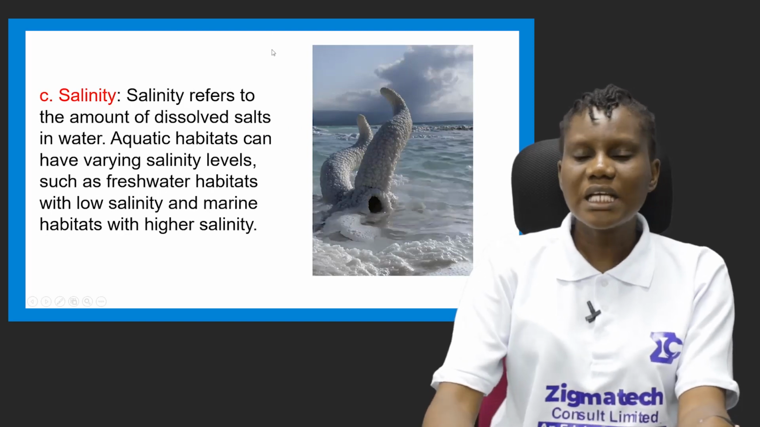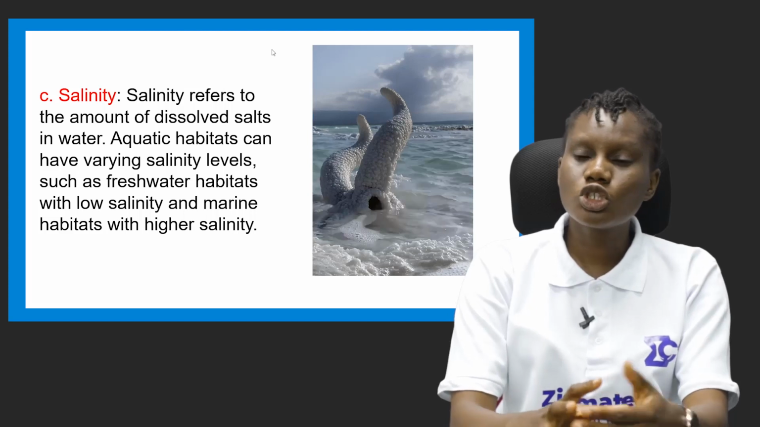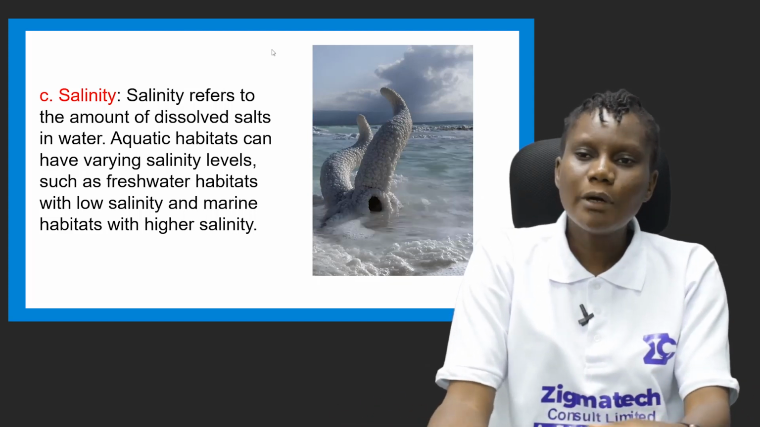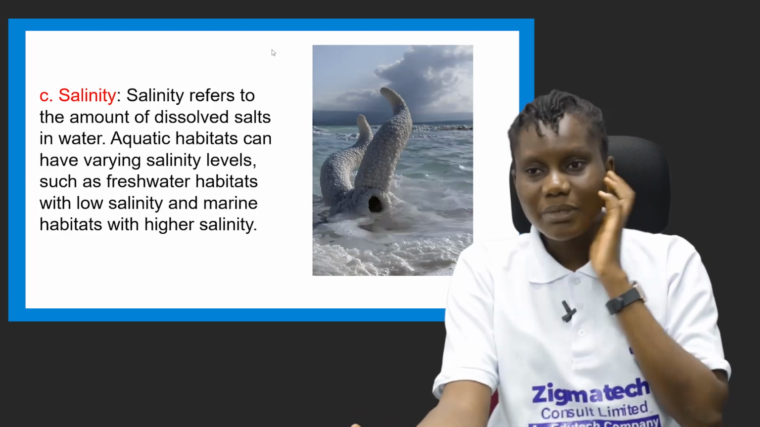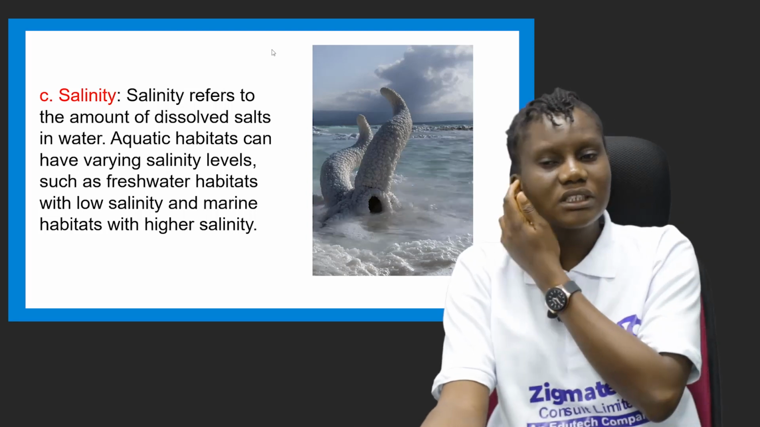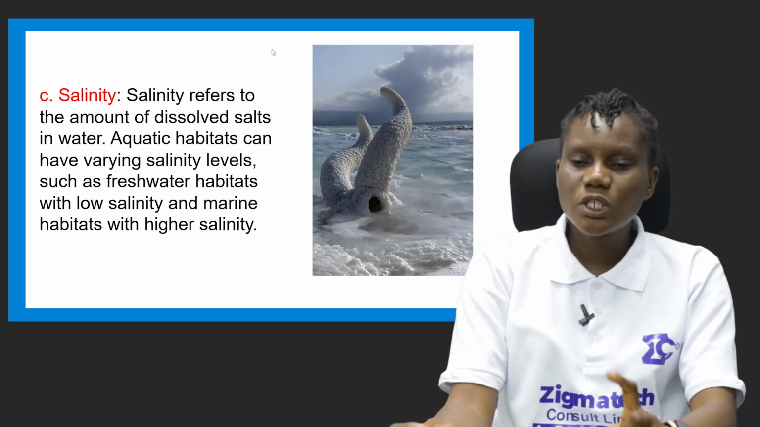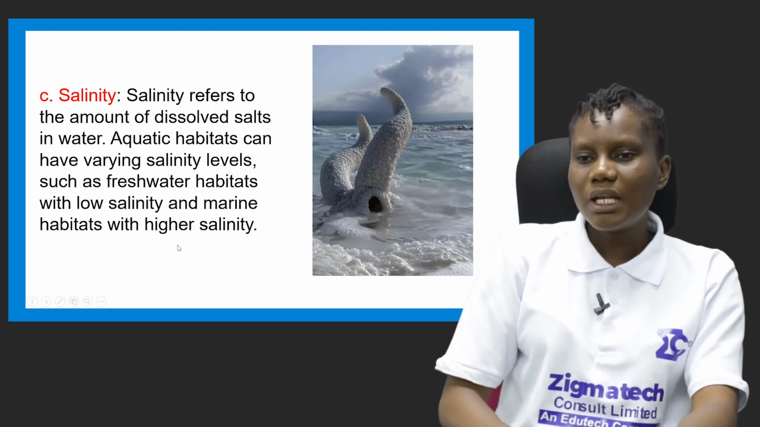The next is salinity. That is the extent to which water consists of salt content. Salinity refers to the amount of dissolved salts in water. Aquatic habitats can have varying salinity levels, such as freshwater habitats with low salinity and marine habitats with high salinity levels.